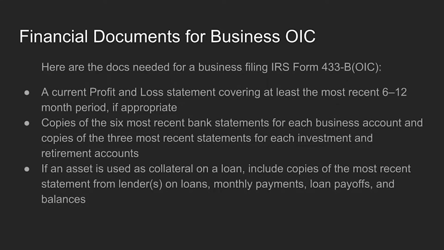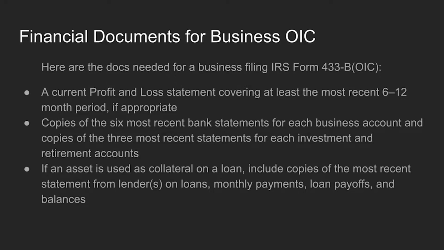Copies of the 6 most recent bank statements for each business account, and copies of the 3 most recent statements for each investment and retirement account. Again, the bank statements are looking for weird deposits. They want to make sure that the income is actually matching up to what's on the bank statements, trying to prove essentially that you're not lying.